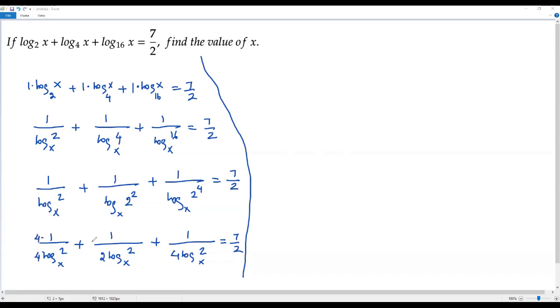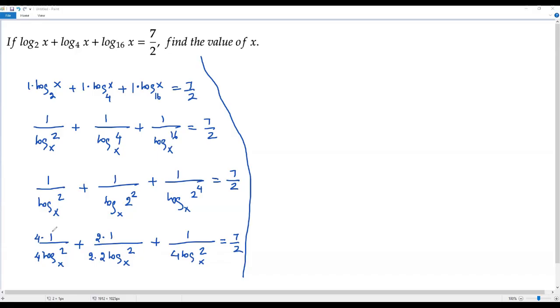Here in the second fraction, I have to multiply both numerator and denominator by 2, so that 2 times 2 will become 4 as a coefficient of this log 2 to the base x. And I have nothing to do with the third fraction because we already have 4 as a coefficient for the logarithm, that is log 2 to the base x.